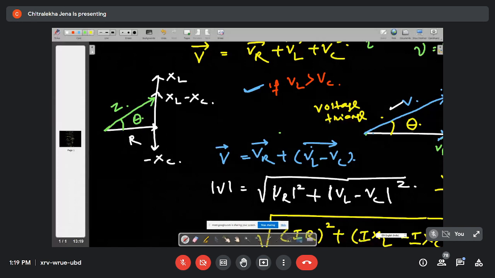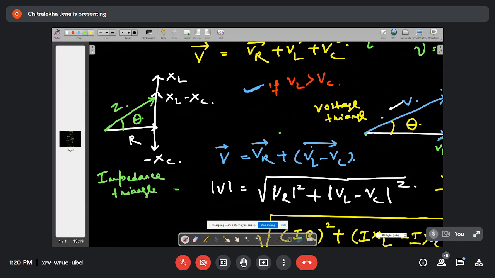Am I clear to each one of you? Yes, ma'am. So this triangle is called which triangle? This triangle is called the impedance triangle.